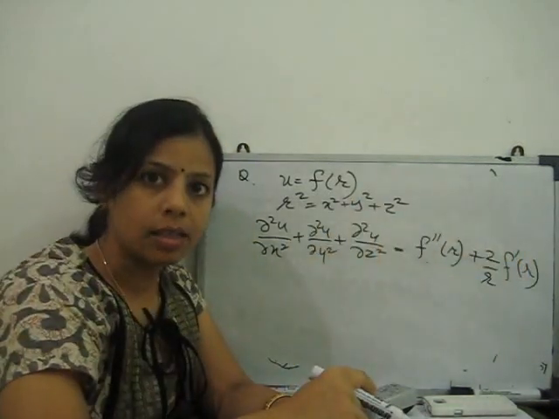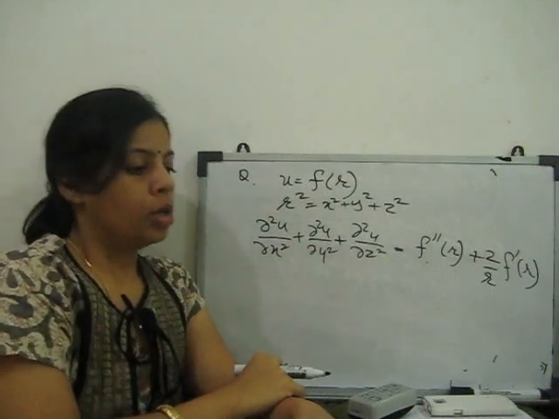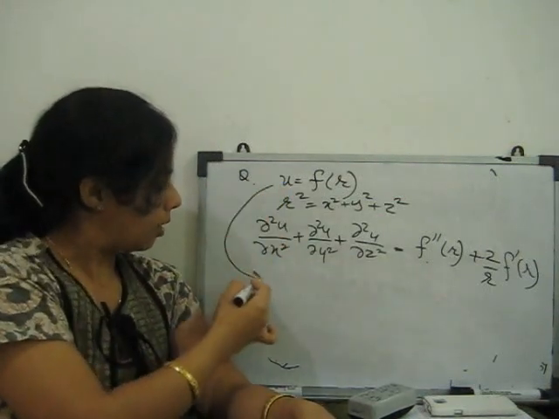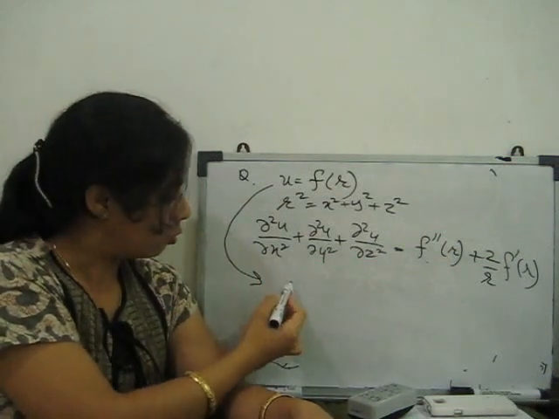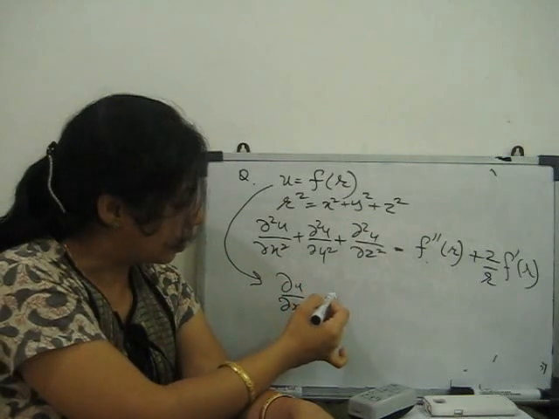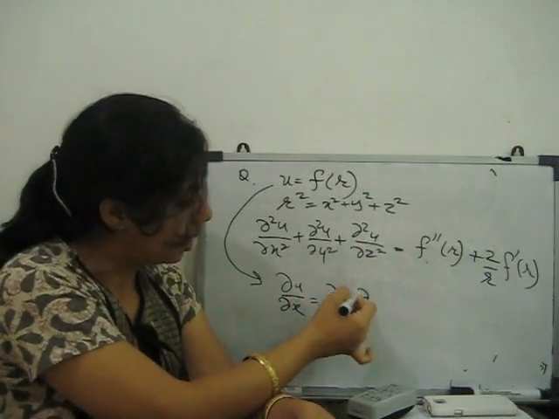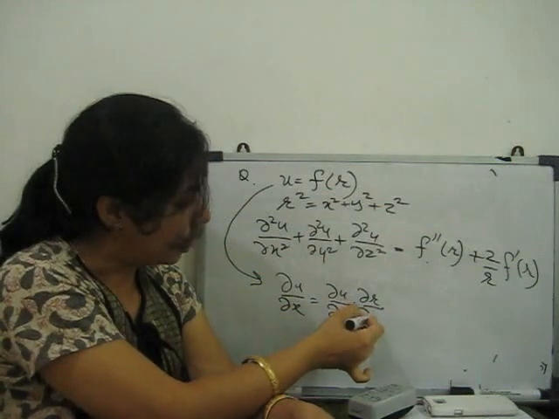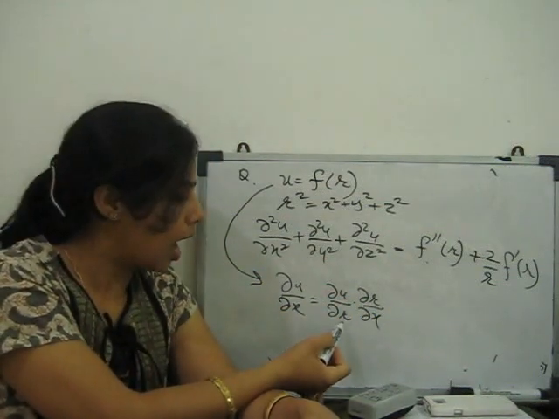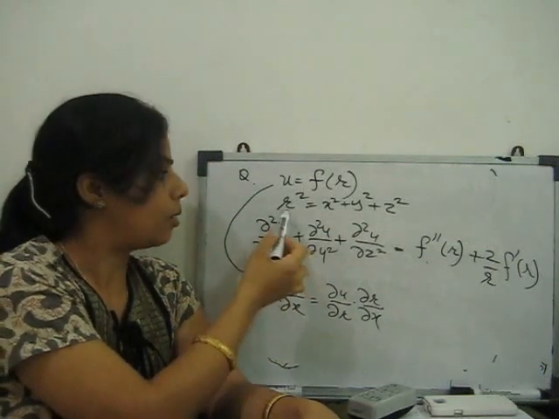This is a very good example of partial differentiation, and how we can derive it. Now we see u is equal to f(r). If we have to find del u by del x, we can write del u by del r times del r by del x. Clear? With this equation we can find del r by del x.